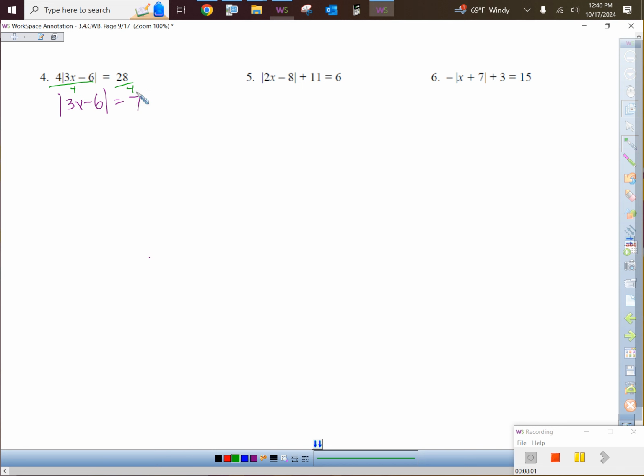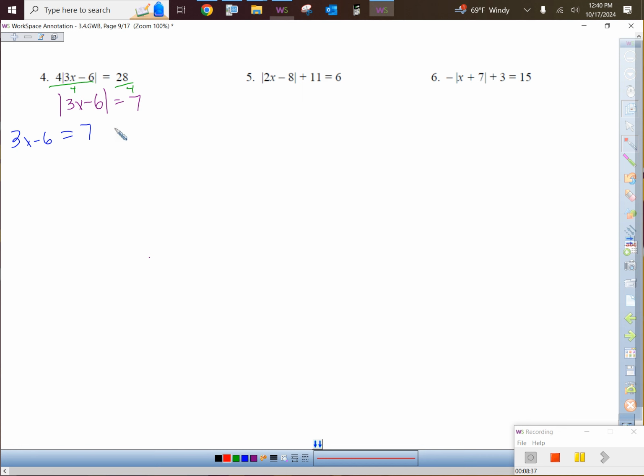The reason why I say that is because it could also be 0. 0 is okay, right? It got to be positive or 0. It can't be negative. Rock and roll? So, cool. Set up 2 equations. Take what's in the bars, set it equal to what you see. So 3x minus 6 is in the bars. I'm going to set it equal to 7.